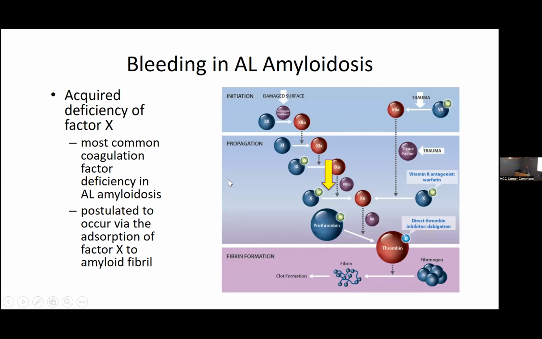There's lots of reasons to bleed in amyloid. The more common cause is actually amyloid deposits in the vessels. They have friable vessels and they bruise a lot. Okay, but this is occasionally seen.